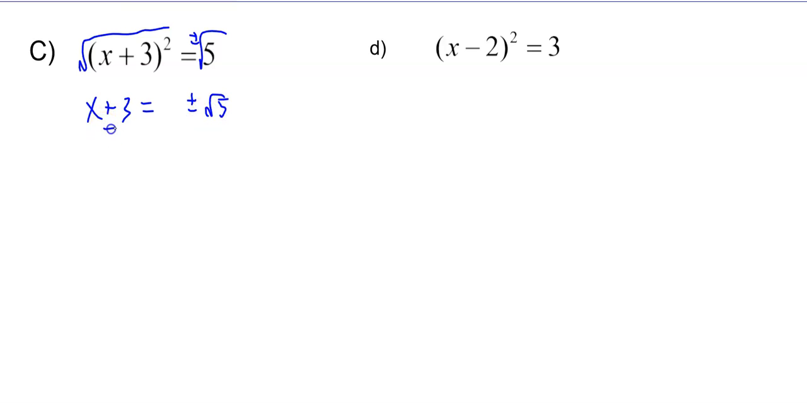On the right-hand side, so we're going to solve for x. So I'm going to just put it in front. I like to do that. It's just easier here. So we get x equals negative 3 plus or minus square root of 5.